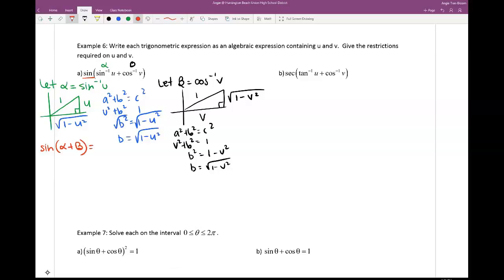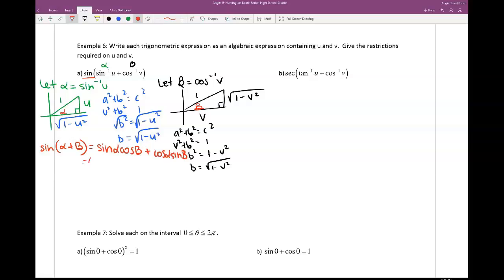Okay, so hopefully this is what you wrote. Sine of alpha, cosine of beta, plus cosine of alpha, sine of beta. Okay. Well, I have alpha. Alpha is this one, and I have beta. Beta is this one. Then now I just have to plug it in.